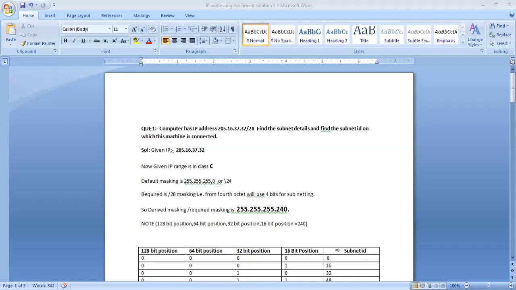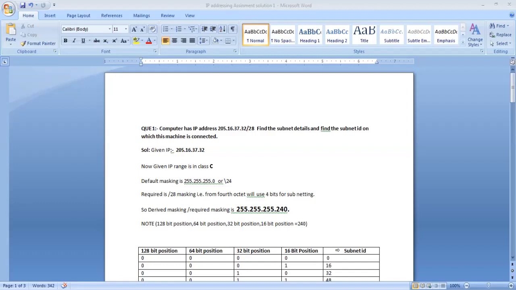So the given IP address is 205.16.37.32. Now if we do not perform subnetting, it means we are dealing with classful addressing, and this series lies in class C. So the default masking for class C is 255.255.255.0, meaning 8 bits, 8 bits, 8 bits, 24 bits. Subnet masking, or default masking, defines how many bits are used for the network portion. So a total of 24 bits are used.